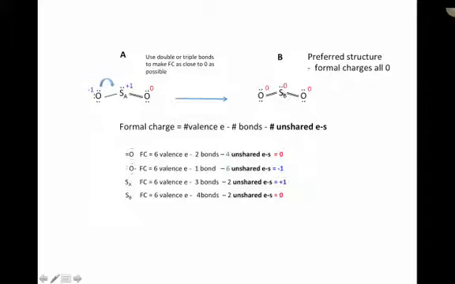And in fact, sulfur dioxide is a bent structure with equal sulfur-oxygen bonds, and they're shorter than normal sulfur-oxygen single bonds. So this is the preferred structure.